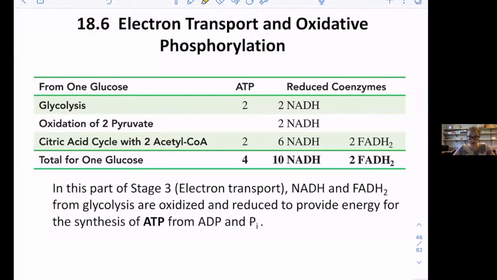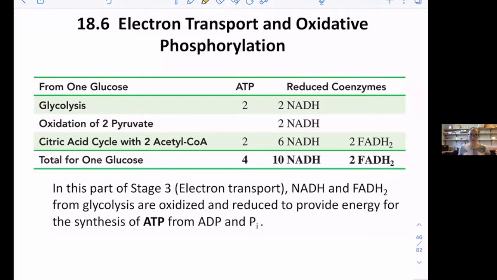So the last portion of our overall metabolism is going to be electron transport and oxidative phosphorylation. I just kind of breezed over in the last sections talking about how we make NADH and FADH2, and I just said those make ATP. I didn't actually say how it happens. Electron transport and oxidative phosphorylation is how it happens.